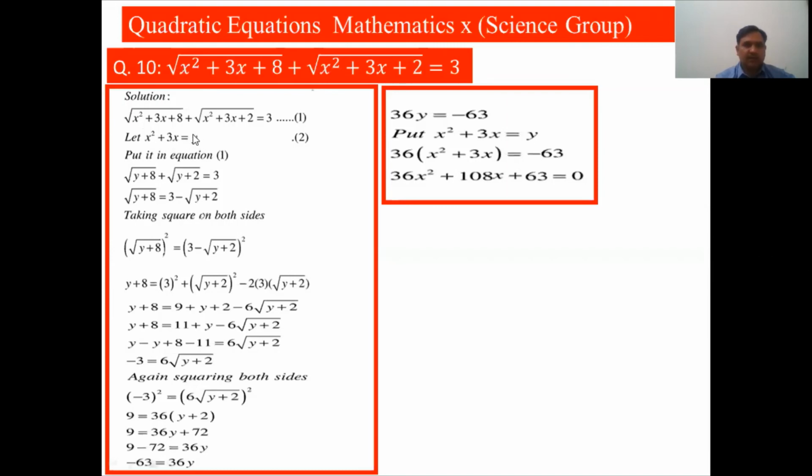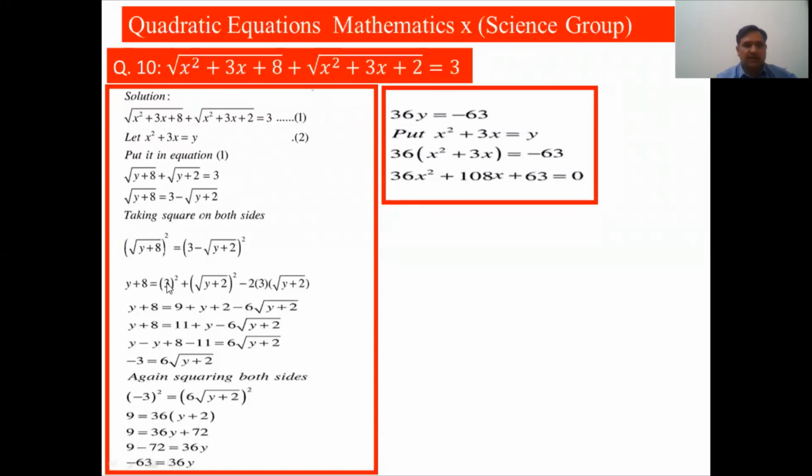When we put the value of this in equation 1, we have square root of y plus 8 plus square root of y plus 2 is equal to 3. Now we have to shift this term to the right hand side for simplification. Taking square on both sides, we have square root of y plus 8 whole square is equal to 3 minus square root of y plus 2 whole square. So here we have to use the formula a minus b whole square.